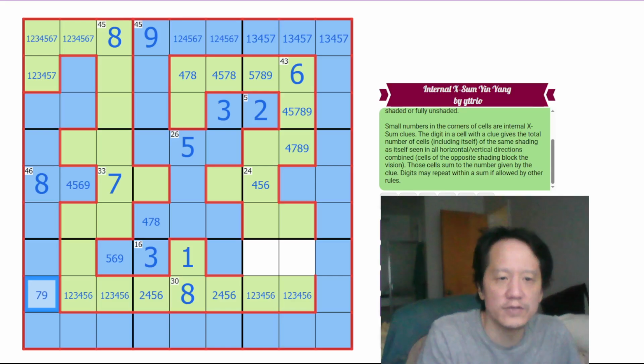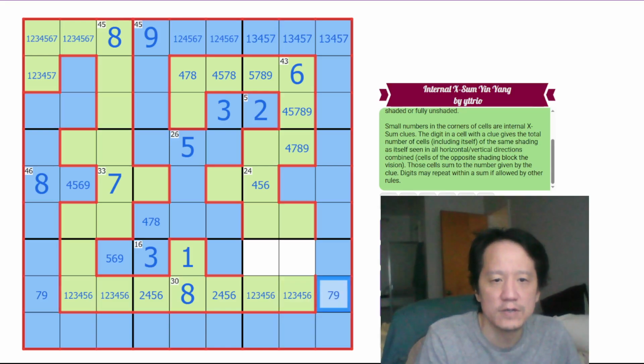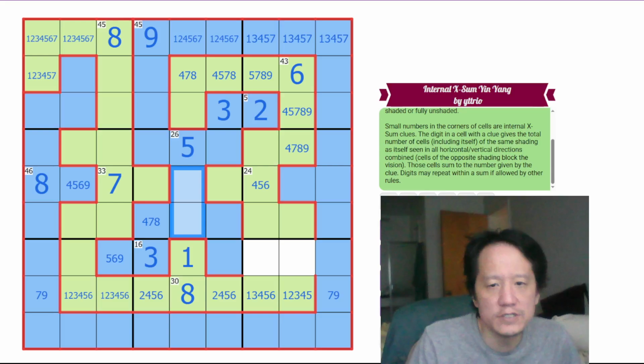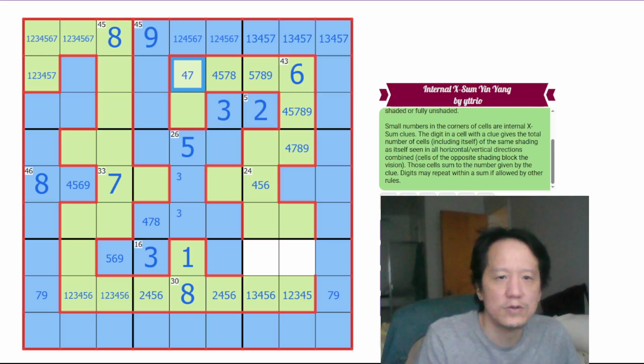This has to be a 7, 9 pair on the outside. This can't be 6 because of the 6 already in the column. This can't be 2 because of the 2 in the column. 3 has to be one of these 2 digits. That's interesting. This 8 eliminates 8 here.